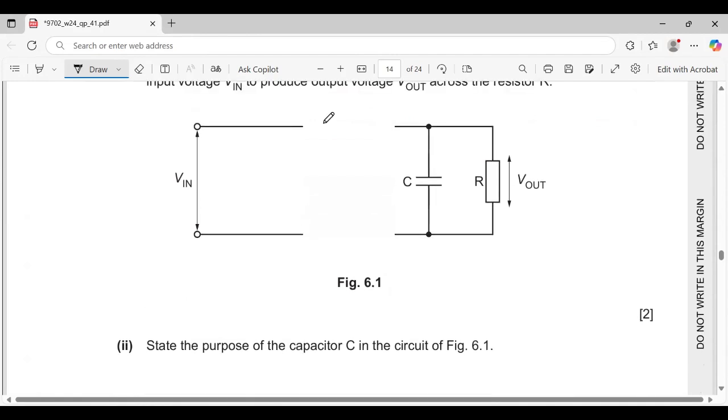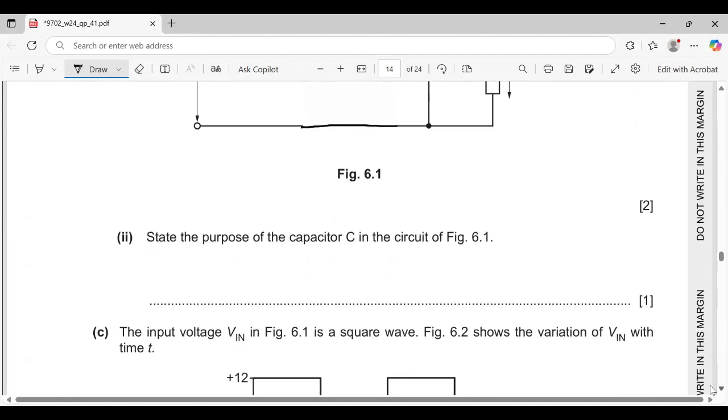So I would like to sketch the capacitor here. Okay, like this. So this is the circuit. This is P, this is N. So this capacitor: state the purpose of this capacitor C in the circuit of figure 6.1.